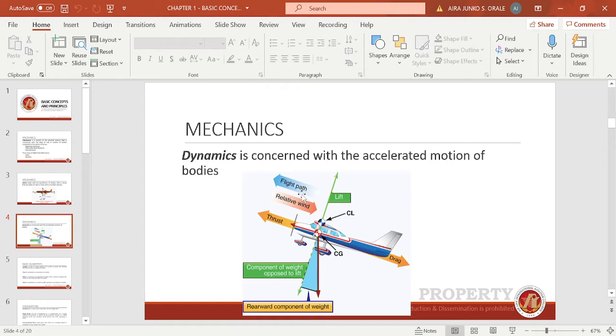When we say the airplane is in static or equilibrium conditions, the aircraft should be flying at constant speed and constant altitude. But if the aircraft is descending or climbing, the mechanics we will be talking about at that time is dynamics, because if the aircraft is descending, the weight will be higher than the lift. If the aircraft is accelerating, thrust should be higher than the drag.